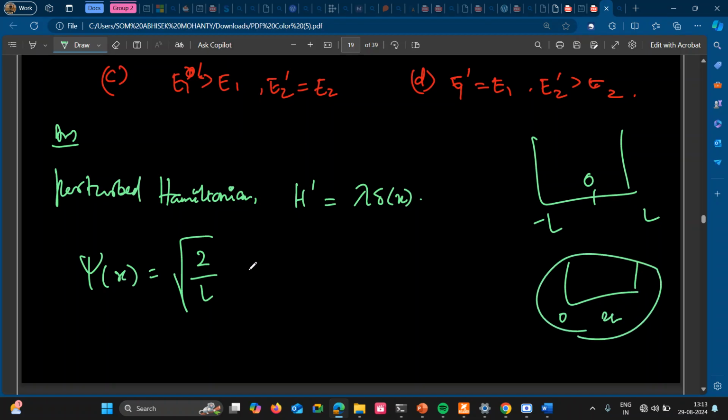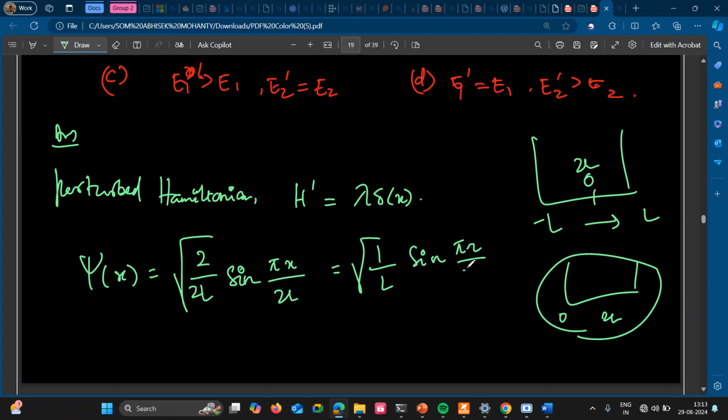Root over 2 by L sine pi x by... okay, sorry, my bad. Root over 2 by 2L, because the whole length from minus L to L is 2L. So root over 2 by 2L sine pi x by 2L, which becomes 1 by root L sine pi x by 2L. If it was minus L by 2 to L by 2, the total length would be L, so 2 by L.